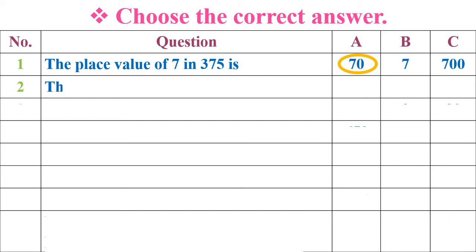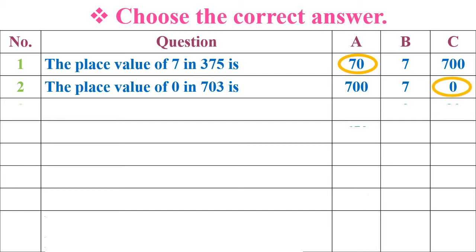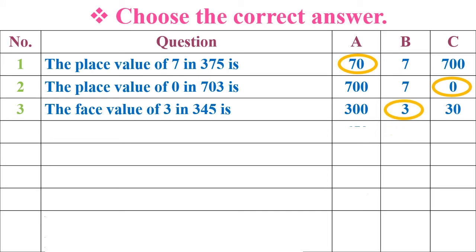Your second question is: the place value of 0 in 703 is 700, 7 or 0. So you see here 0 is in the place of tens, but the place value of 0 is always 0. Your third question: the face value of 3 in 345 is 300, 3 or 30.